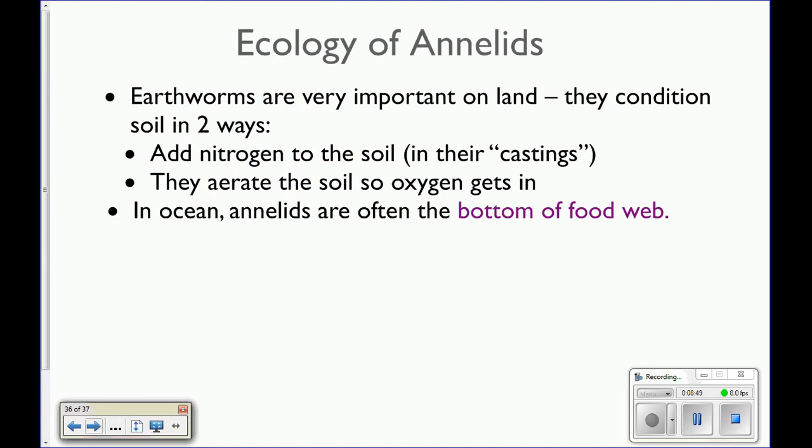Ecology of annelids: they're important for a couple of things. Earthworms are important to the soil; they help aerate it. But this is marine bio, so we're more interested in the ocean. In the ocean, annelid worms are at the bottom of the food chain. A lot of times they're filter feeders, suspension feeders, or deposit feeders, and they work to pass energy up the food chain to higher levels. So they start off a lot of the food webs in the ocean.